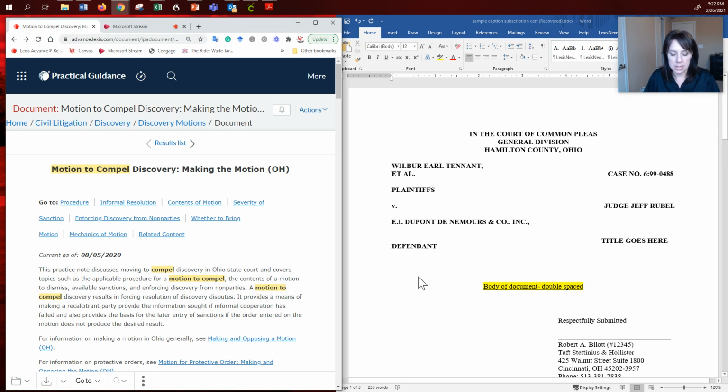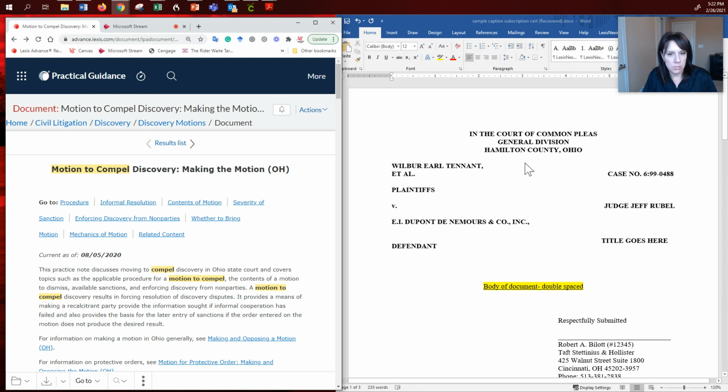A tendered order is an order that you write for the court. So you write what you would like them to grant you. So if we look at this over here on the right-hand side of the screen, for this motion to compel, the situation is that the plaintiff has failed to respond to a set of interrogatories that were sent to the plaintiff by the defendant on March the 1st, 2021.